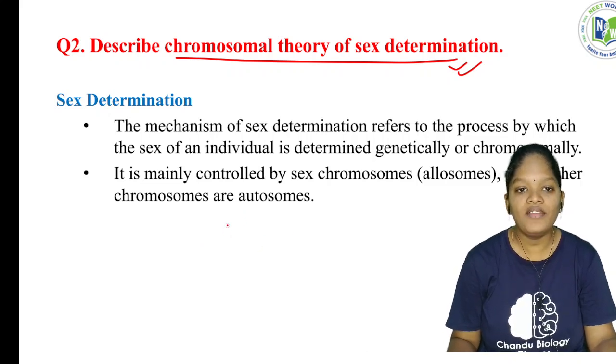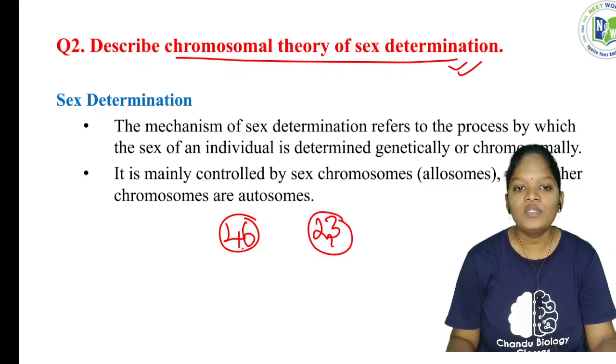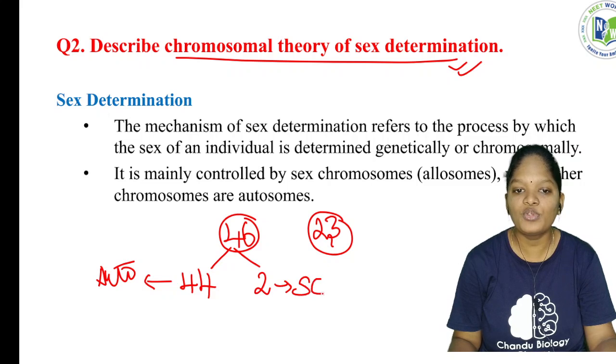We have 46 chromosomes, isn't it? Also you should know that it is diploid in nature. So in pairs, 23 pairs of chromosomes will be there in the human body. Of these 46 chromosomes, 44 chromosomes are considered autosomes, and 2 chromosomes are considered sex chromosomes, or we can call them allosomes. Okay, so this is the basic understanding.